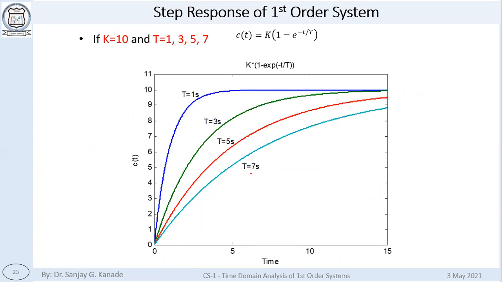Now, when I said time constant, how we have defined it, it is the time taken by the system, how fast the system is, right? So if t is equal to 1 second, you can see this is the graph. T equal to 3 seconds, this is the graph. T equal to 5 seconds, red. T equal to 7, this graph. So can you tell me which one is faster? Anyone? Which system is faster?